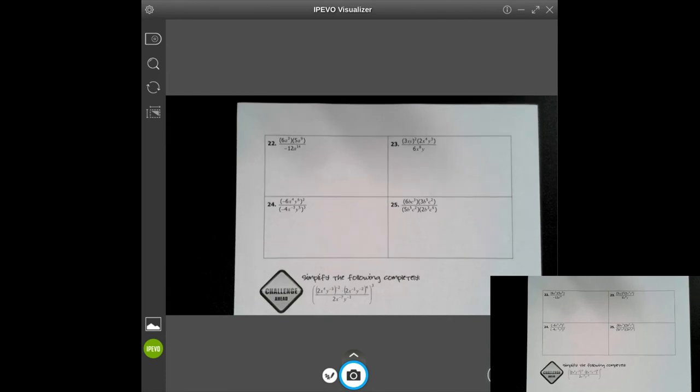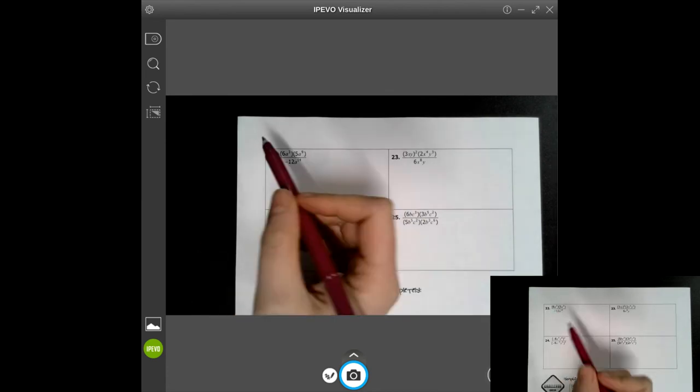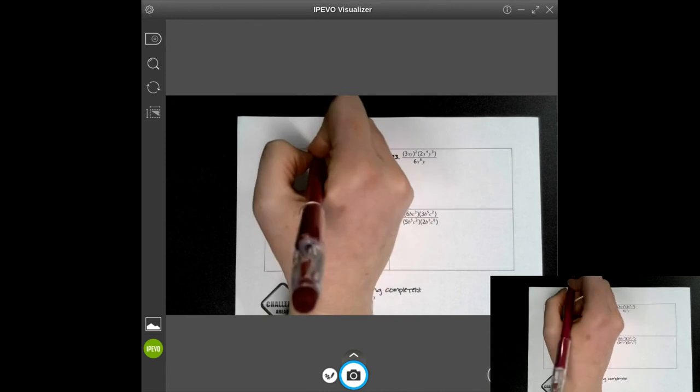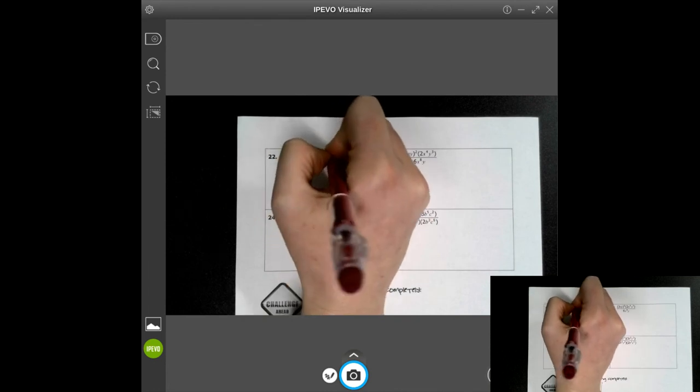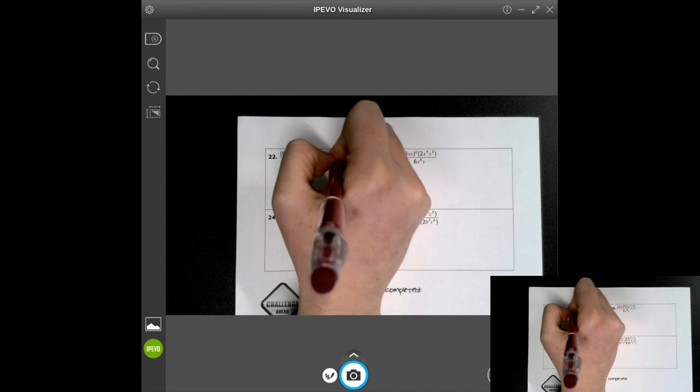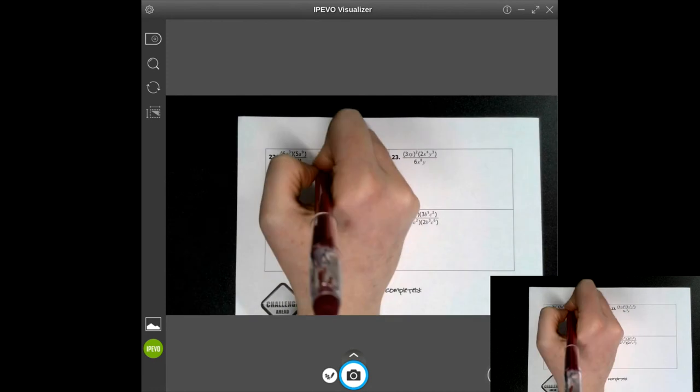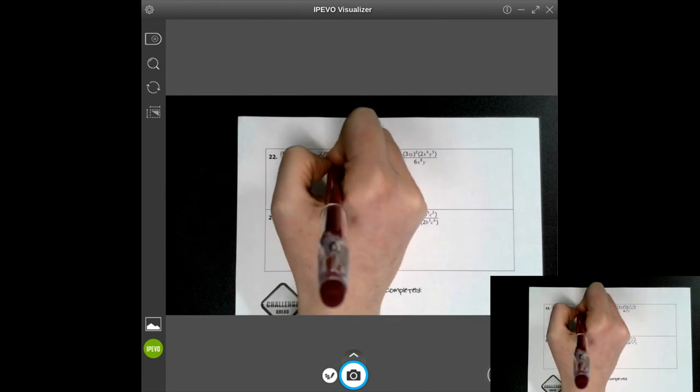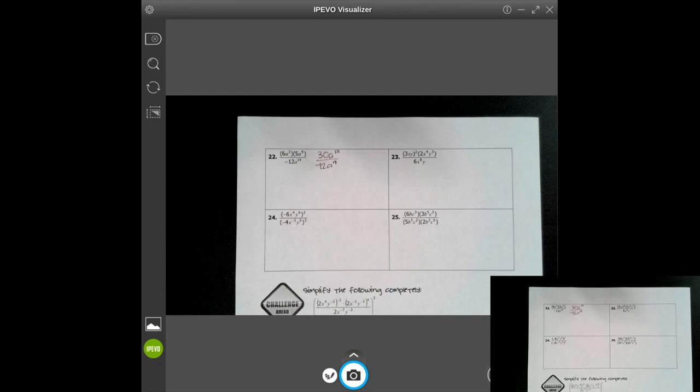All right, almost done, just a couple more to go. For number 22, we've got a couple steps here. First thing I'm going to do is simplify my top. So 6 times 5 is 30, and a to the 12th over negative 12, a to the 14th. And now I need to simplify as much as possible.